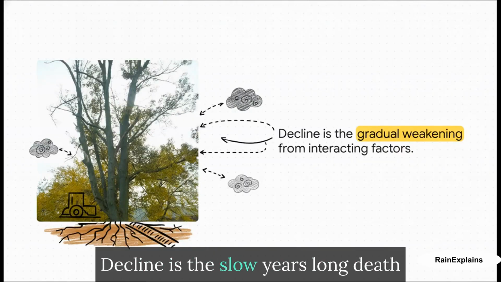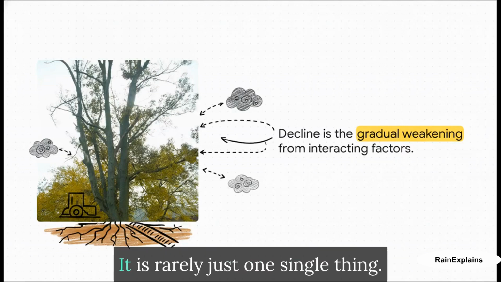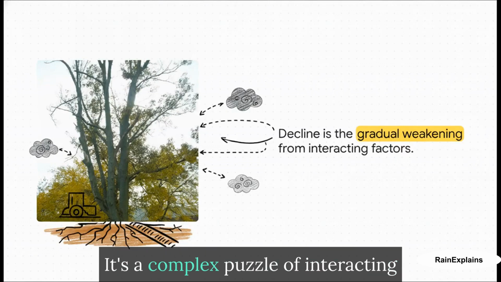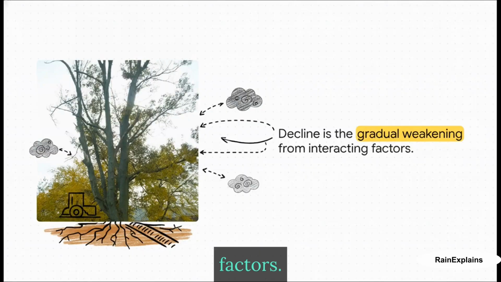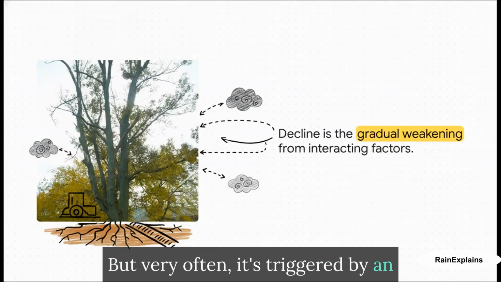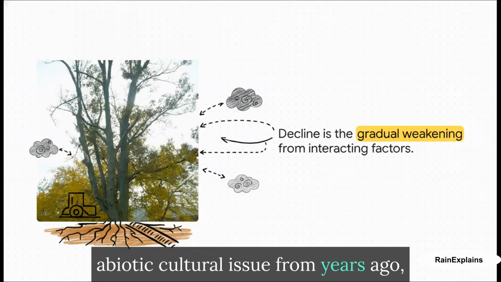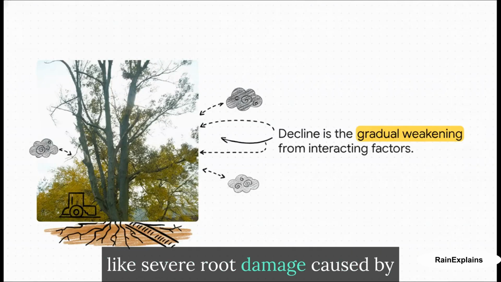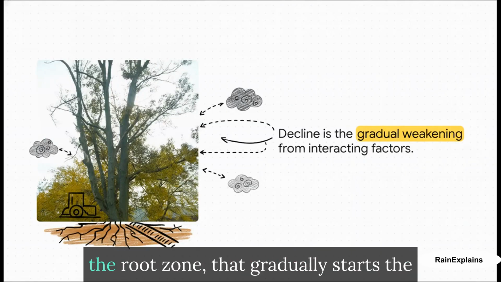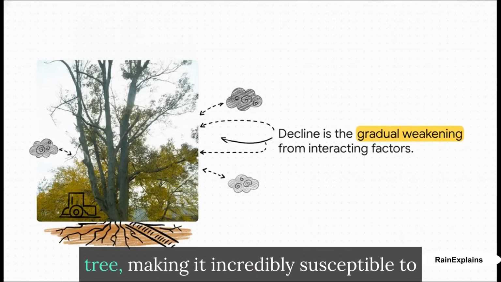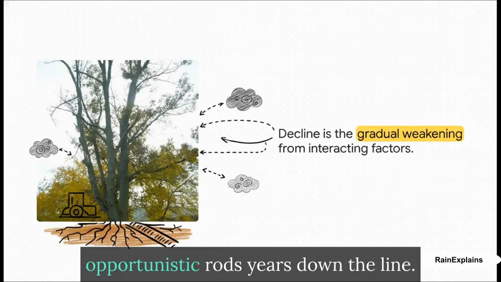Decline is the slow, years-long death spiral. It is rarely just one single thing. It's a complex puzzle of interacting factors. But very often, it's triggered by an abiotic cultural issue from years ago, like severe root damage caused by construction equipment driving over the root zone. That gradually starves the tree, making it incredibly susceptible to opportunistic rots years down the line.